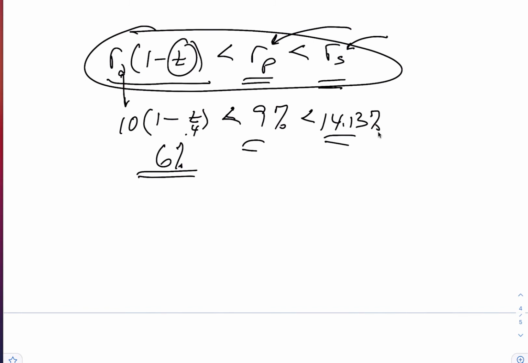Now, for the most important part of this little sidebar. It's this. Why does that ranking even exist? Why is debt lower than preferred stock, which is lower than equity? It has to do with risk.